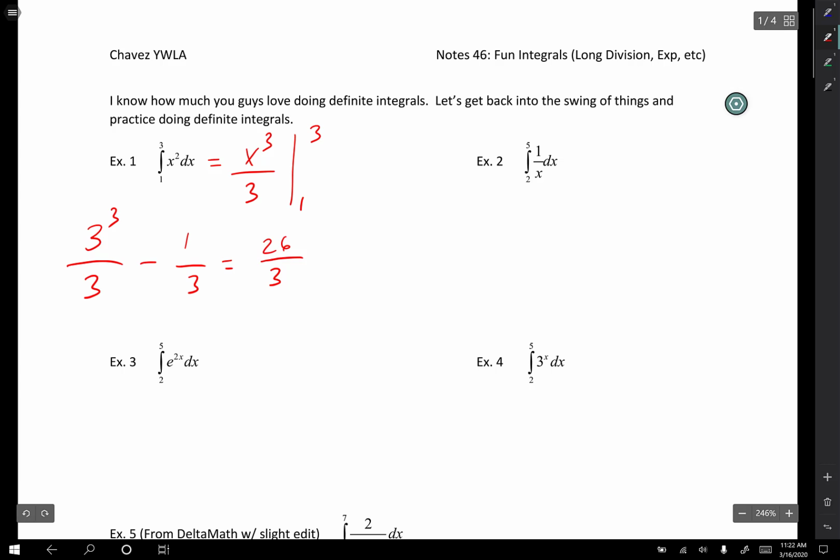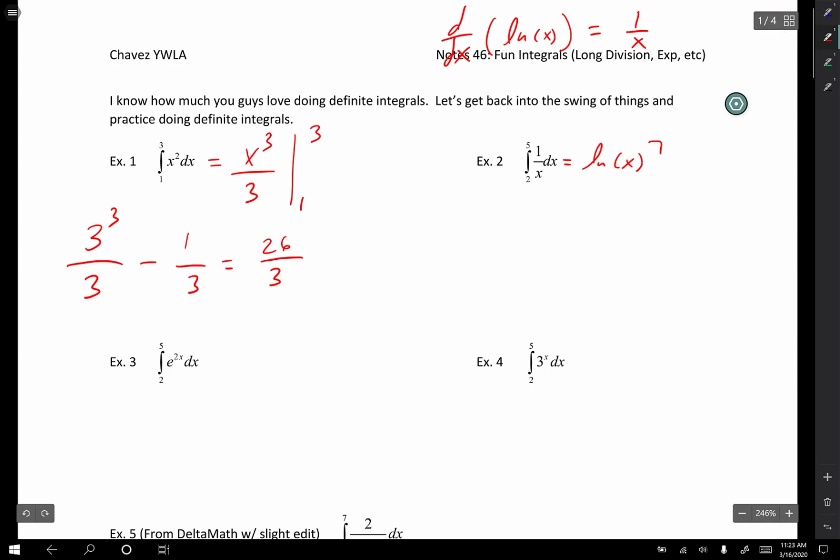So example 2, you have 1 over x dx, and you're looking at it and you're kind of like, huh? If you haven't done calculus in a week, you're probably going to look at it and be like, what do you mean? So remember when we did the derivative of ln of x? The derivative of ln of x is 1 over x, guys. So if I have 1 over x, the antiderivative must be ln x. Now, because my domain is positive, I don't have to put absolute value.